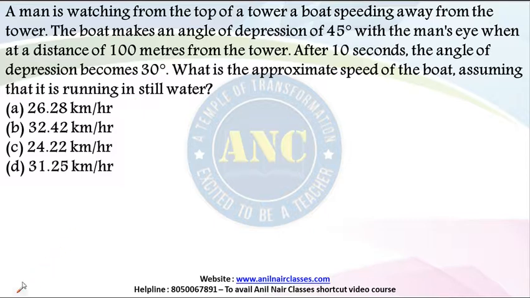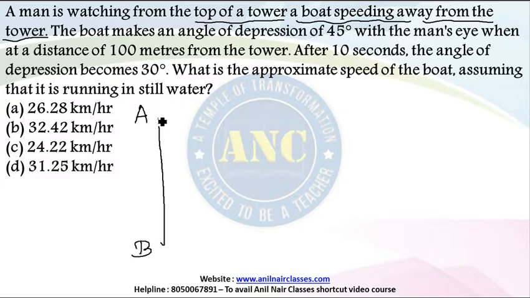Please read this question. A man is watching from the top of a tower a boat speeding away from the tower. That means there is a tower. Let me write statement by statement. Let me draw it again. There is a tower, which I will name AB. A man is watching from the top of the tower, A. A boat is speeding away from the tower. That means there is a boat at this point called C.